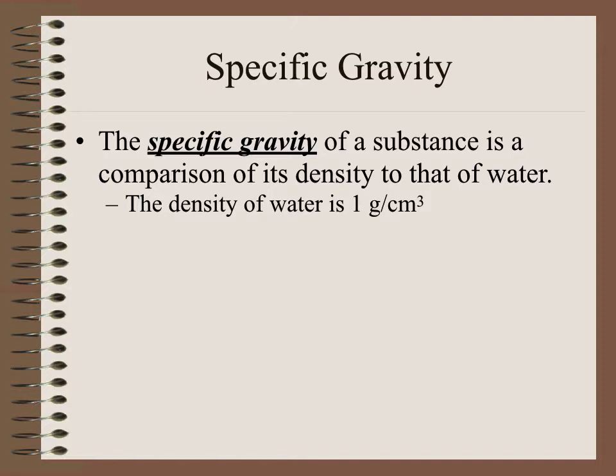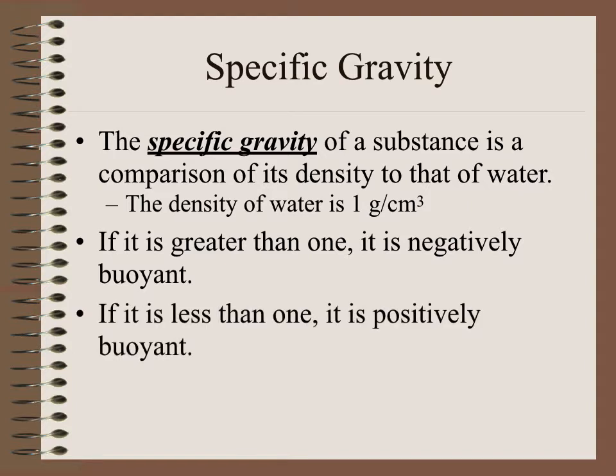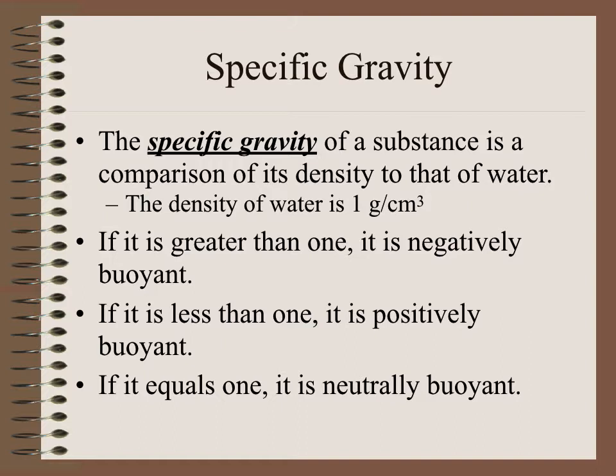to 1. If it is greater than 1, it is negatively buoyant. In other words, if it has a density larger than water's, it will sink in water. If it is less than 1, it is positively buoyant. And if it is equal to 1, it is neutrally buoyant.